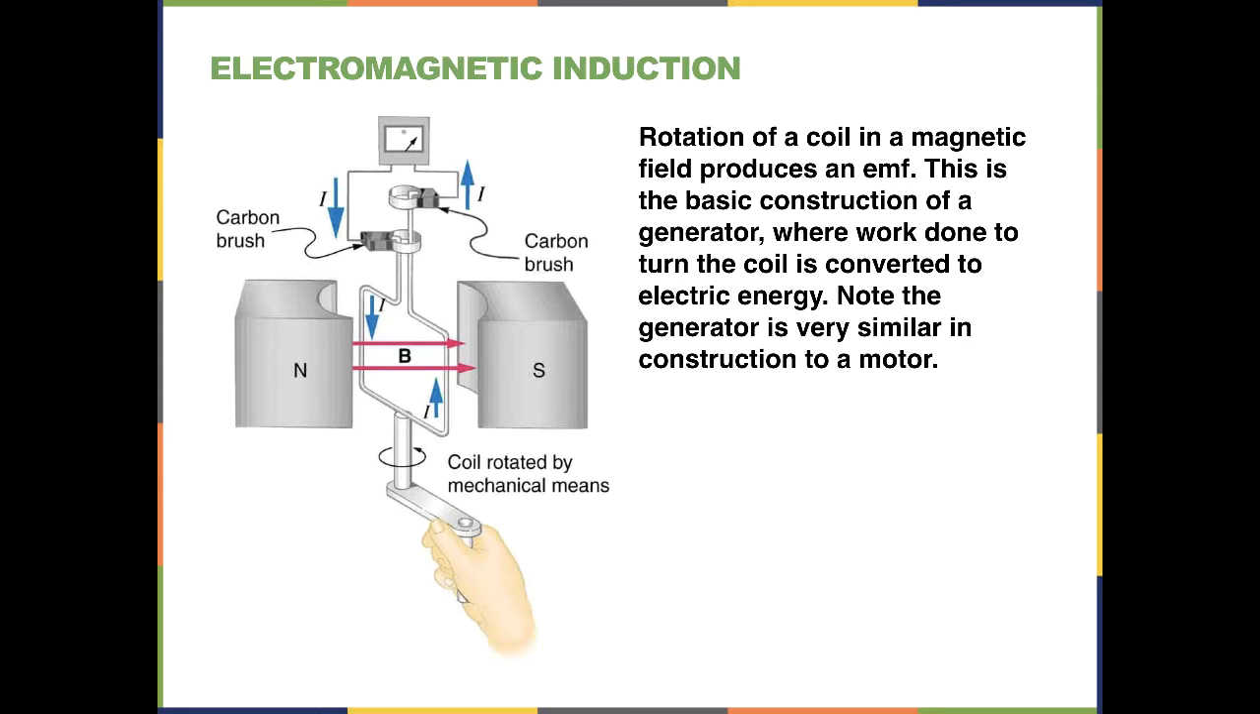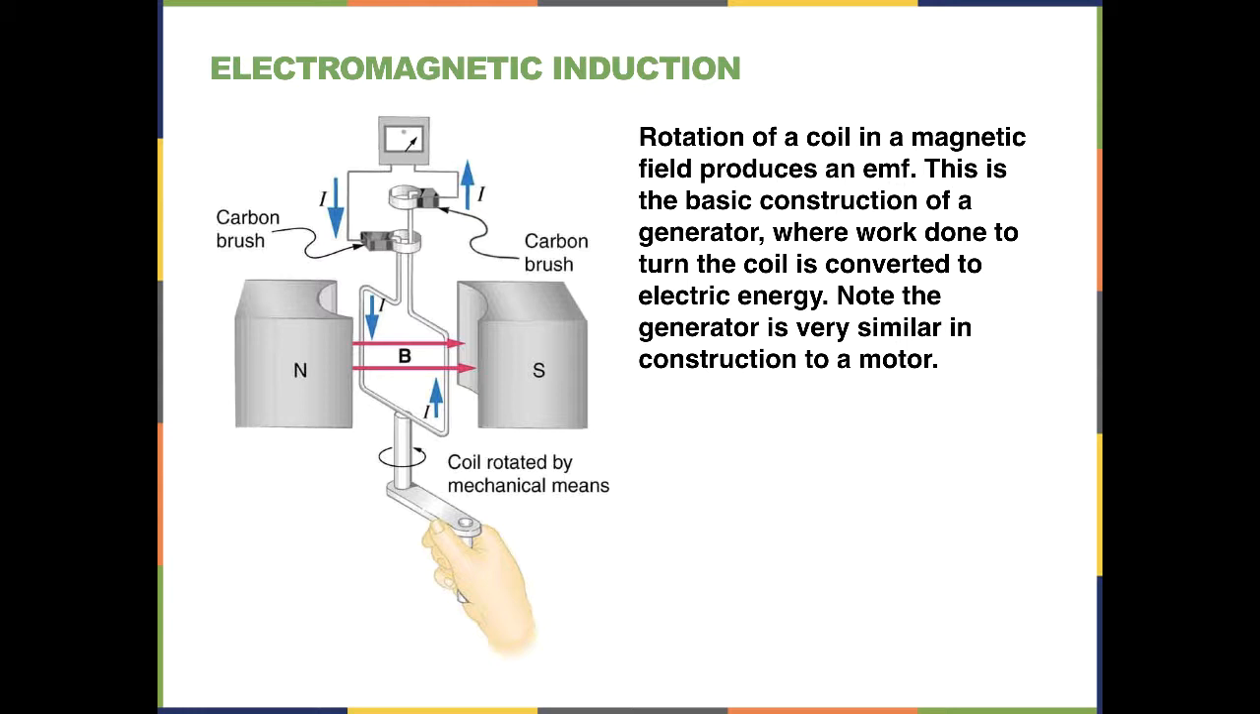Now, the other way that you can do this is to rotate a coil through an electromagnetic field and produce a current that way. And this is actually how most generators work. A generator uses kinetic energy to rotate a conductive material or a coil through a magnetic field, and this in turn converts to electric energy.